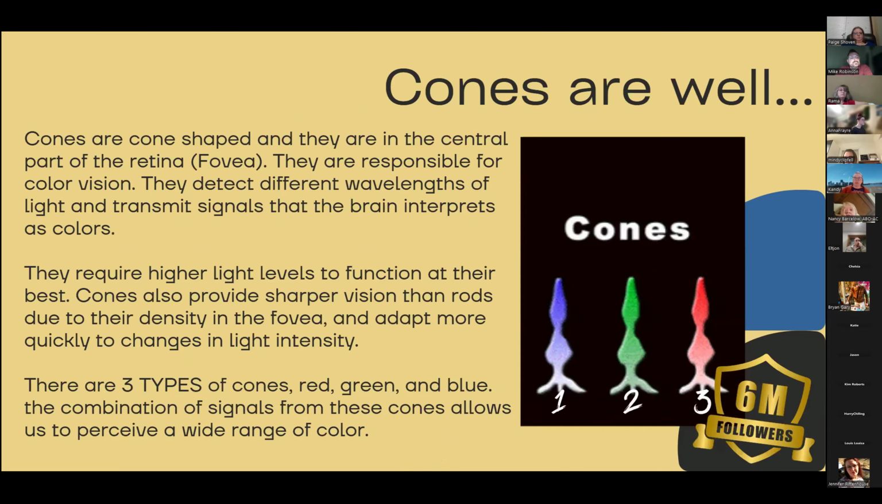Cones are in the central part of the eye in the fovea, and they are where the color comes from. There are only 3: red, white... no, I was going to say red, white, and blue. Red, blue, and green.